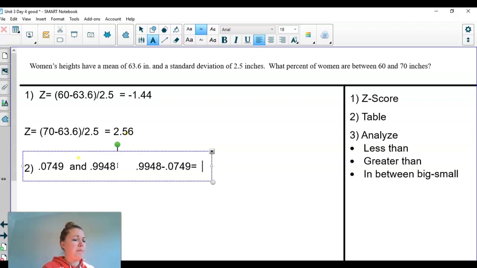Just double check. 0.9199, yes. 91.99% of women are between 60 and 70 inches. That's what we just found.